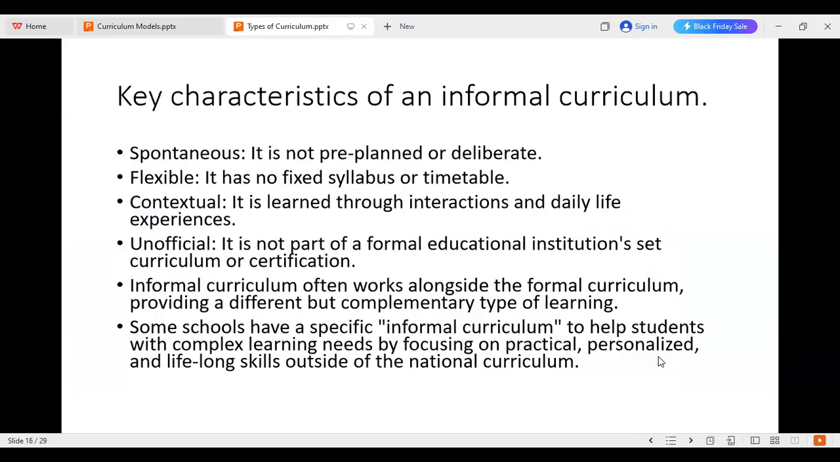Key characteristic of an informal curriculum is spontaneous. It is not pre-planned or deliberate. No time is allocated to implement informal curriculum as we do for formal curriculum. Flexible, it has no fixed syllabus or timetable. Contextual, it is learned through interaction. I can give one example.